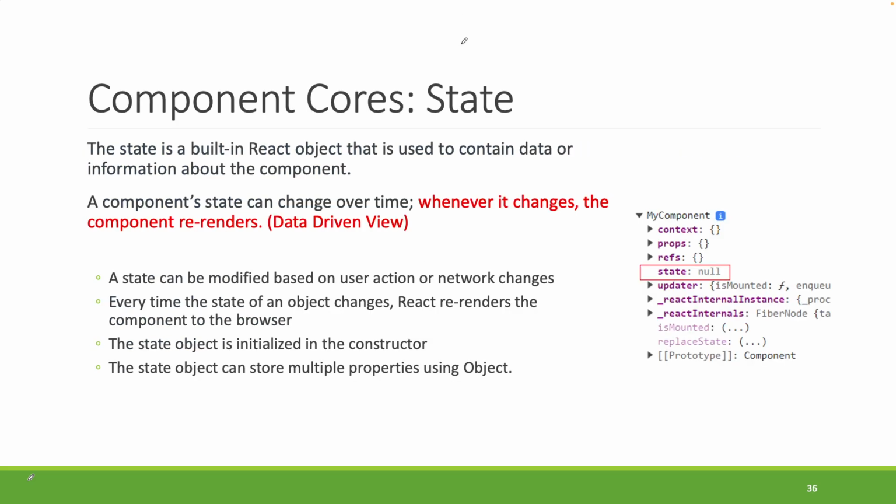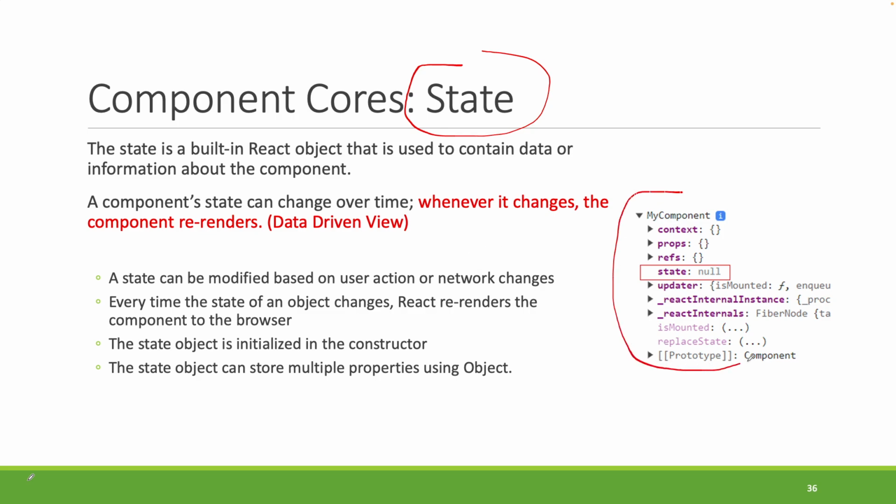The state is part of the component, because we need to display the state of the application, right? The data being held by the application. The state is a built-in React object that is used to obtain data and information about the component. Whenever a component's state changes, the component will be re-rendered. If you change the state, it's going to be re-rendered.